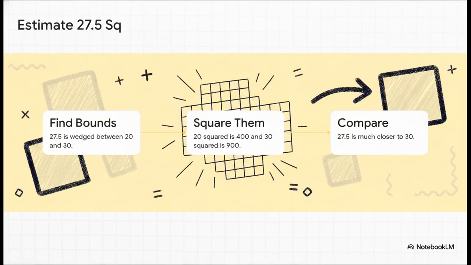Let's see just how fast this bounding logic works. Say we need to estimate 27.5 squared. Well, 27.5 is wedged right between 20 and 30. We know 20 squared is an easy 400, and 30 squared is an easy 900, meaning our answer has to live somewhere between 400 and 900.